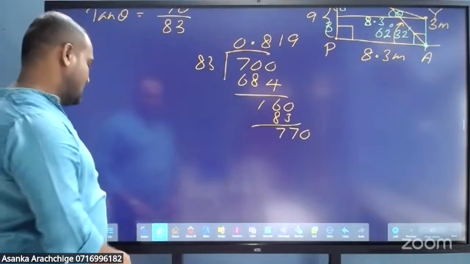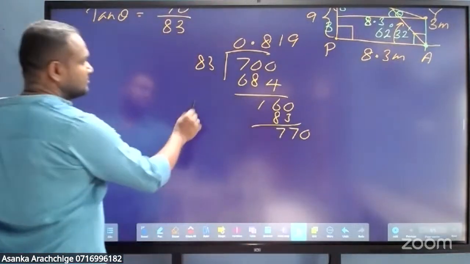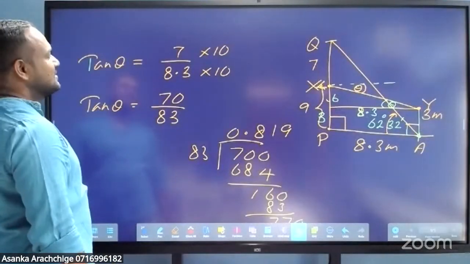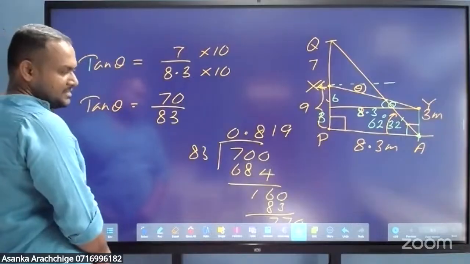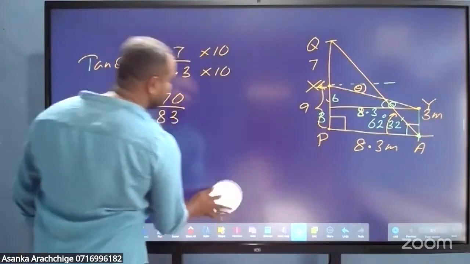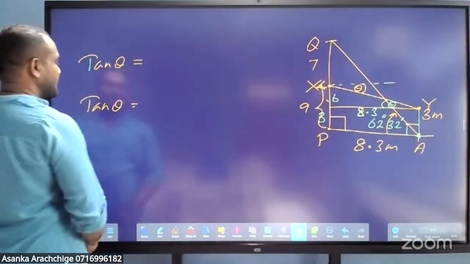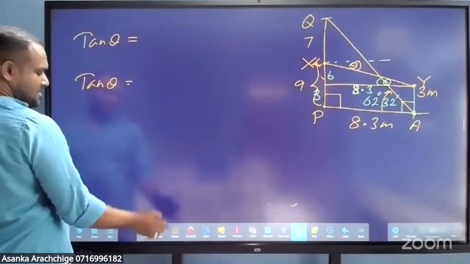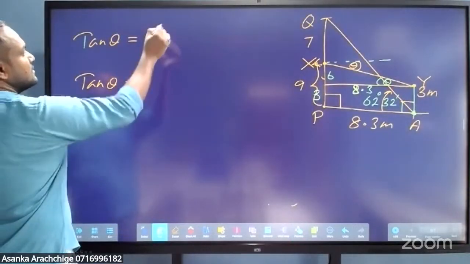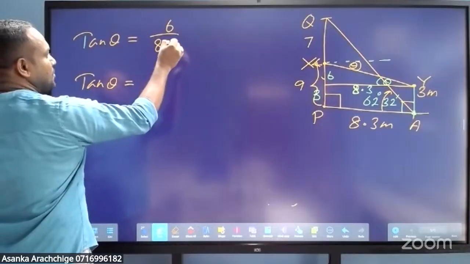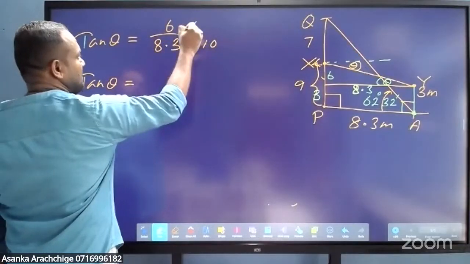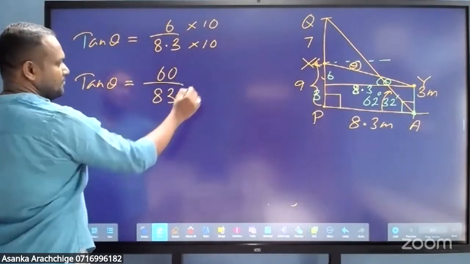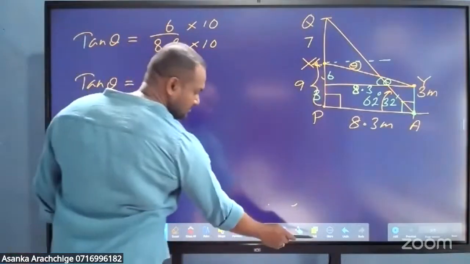Sorry, yes, that is 6, no? 6 upon 8.3, yes, extremely sorry. 6. Yes, that's my fault. My bad. 6 upon 8.3, multiply both by 10, 60 upon 83. Then get the value.